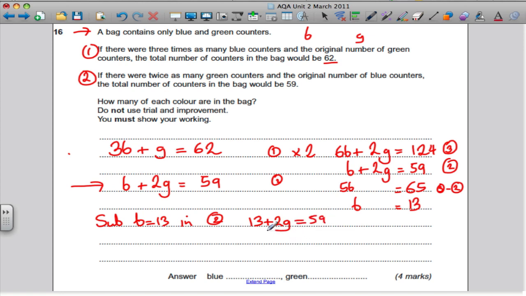And now just solve that equation. Subtract 13 off both sides, you would get 2g is equal to 46. Dividing both sides by 2, I would get g is equal to 23. Hence my answer, green are 23 and blue are 13.